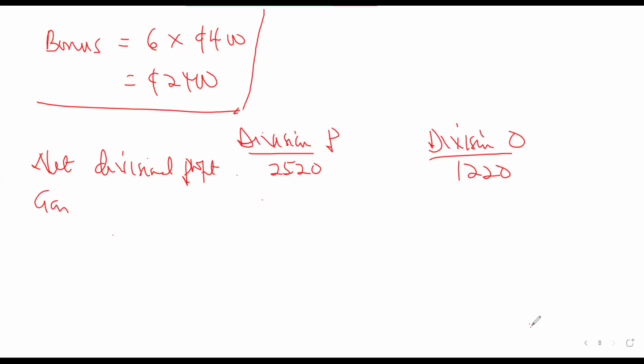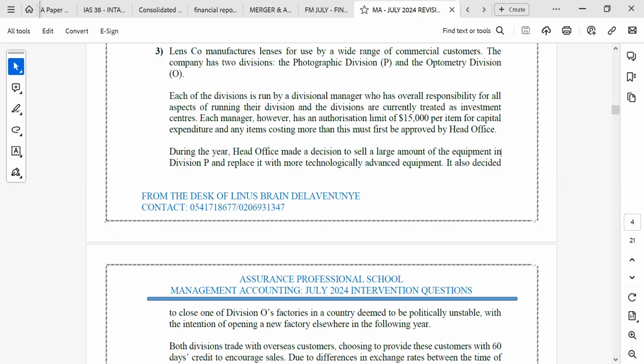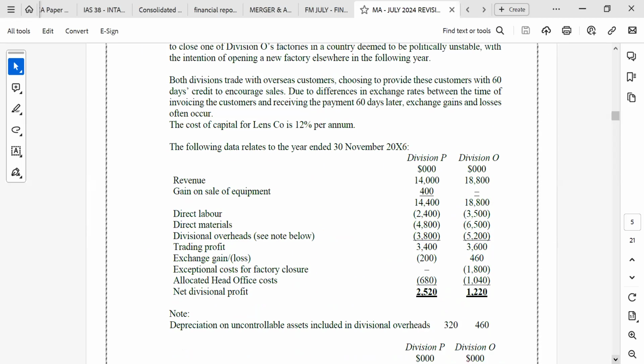So you bring the gain on equipment. So that gain of 400 is supposed to be subtracted. It's supposed not to be included, but it has been included for that. Okay. Let's go to other items again. There are some items they are going to be doing this one. Let's come to the divisional overheads. See note below. So let's go and adjust that first.